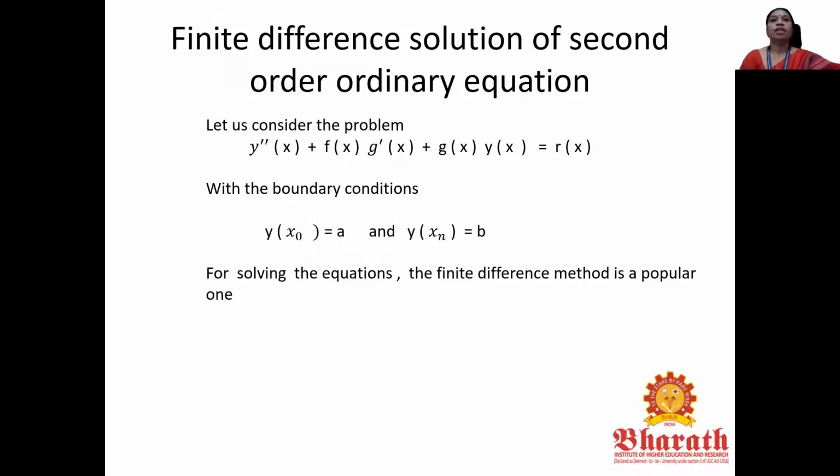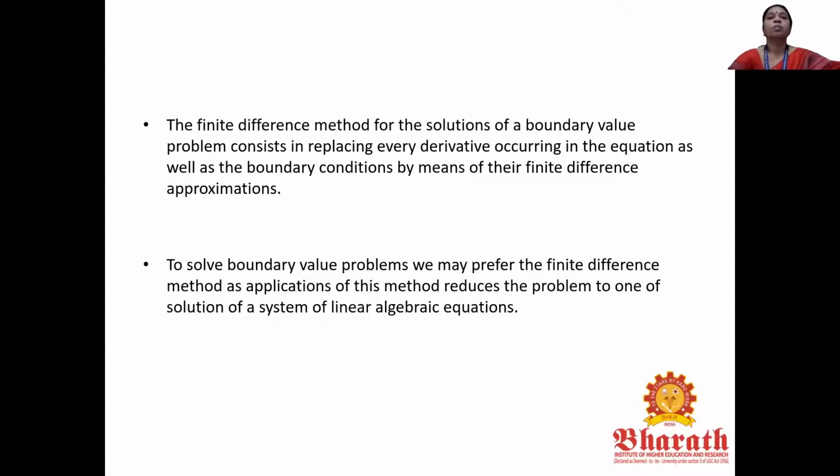y double dash of x plus f of x into y dash of x plus g of x into y of x is equal to r of x, with the boundary conditions y of x naught is equal to a and y of xn is equal to b. So for solving the equation, the finite difference method is the popular one.